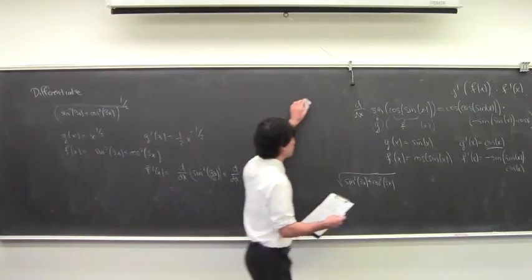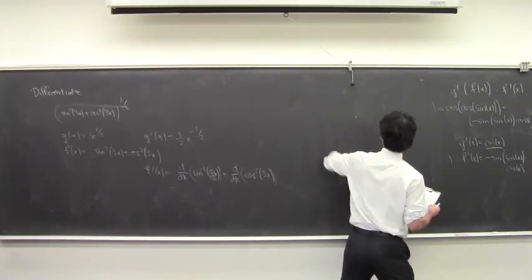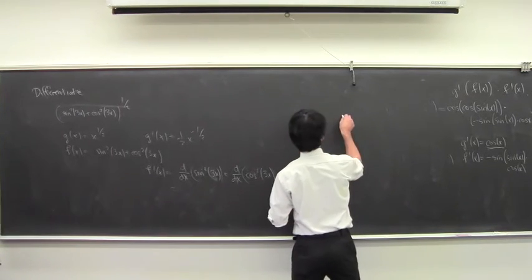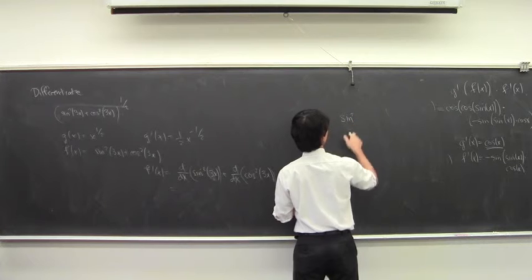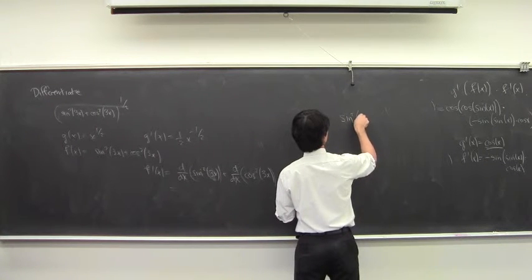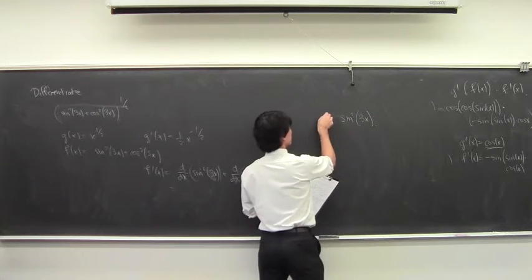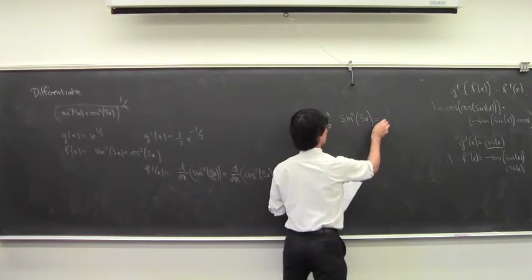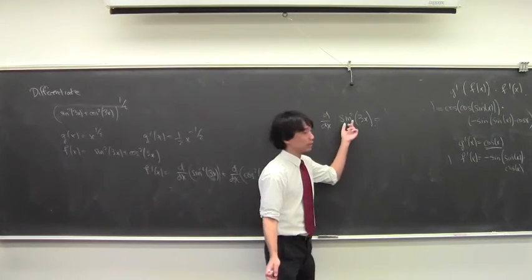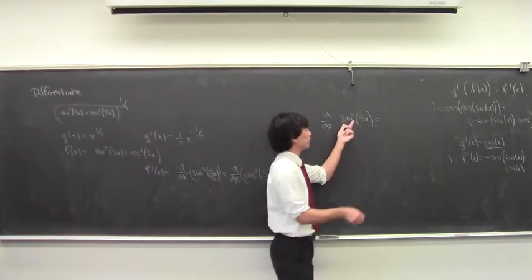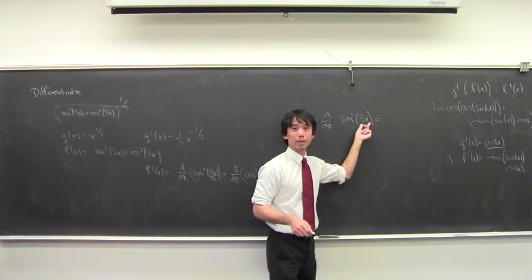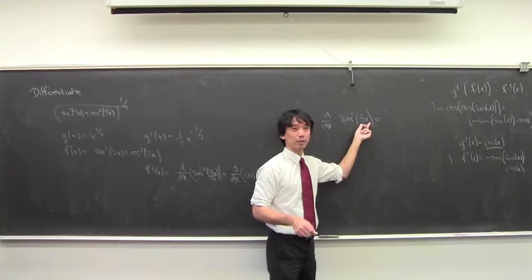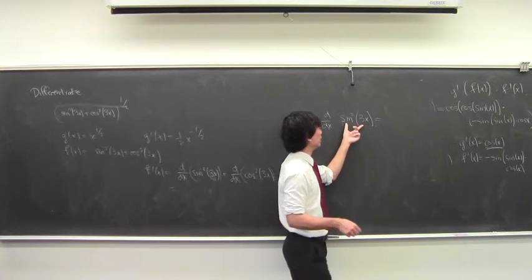So let's do this over on the side here, actually. If I have something like sine squared 3x, and I'm differentiating, you see that this is a composition of 3 functions. There's the squaring guy, there's the sine guy, and then there's the 3x function. So how do you do it?